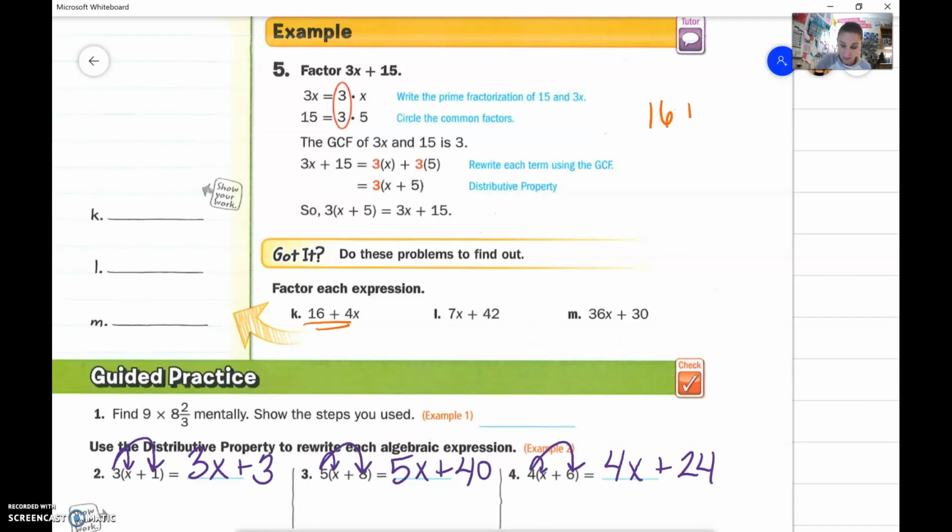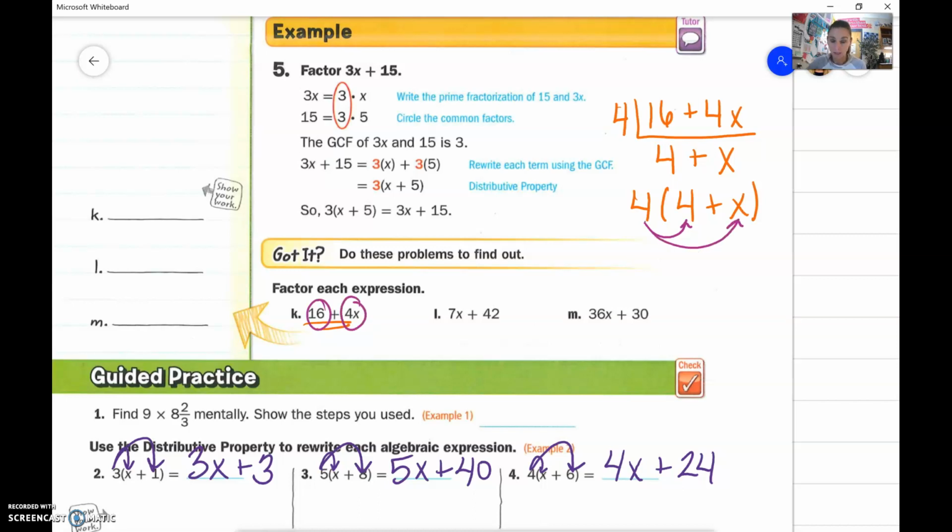If I have 16 plus 4x, the greatest common factor of 16 and 4 is 4. So 4 times what gives me 16? 4 times 4 plus 4 times what gives me 4x? Well, it's just 1x, or I can just put x. So watch what happens. I'm left with 4 plus x. Now let's check to see if that will work and get back to our original problem. 4 times 4 is 16. 4 times x is 4x. So we know that we did it correctly.